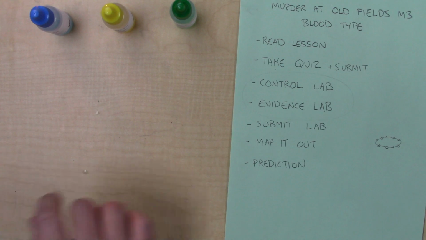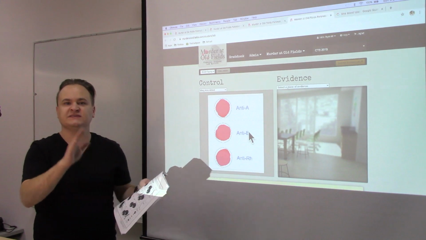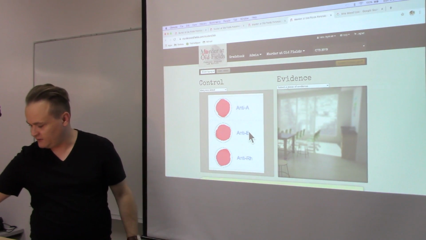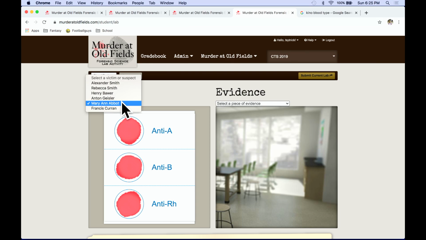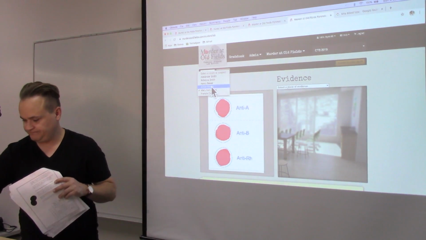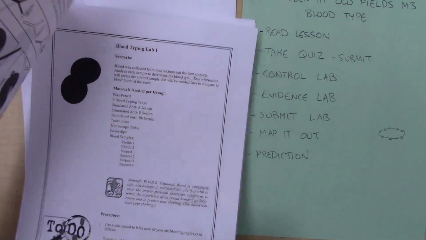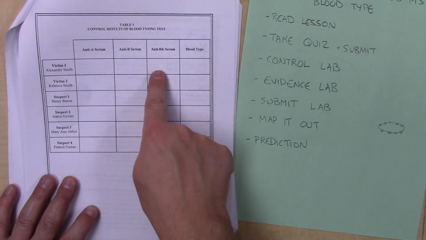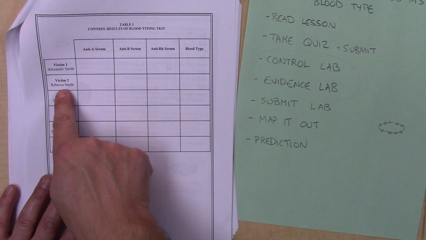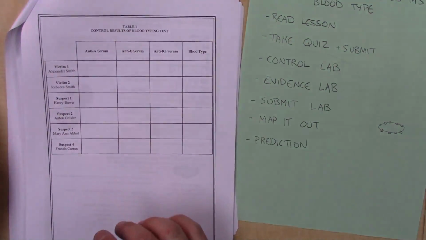Now, for your purposes, you will do the online version of this. You will go through the online lab and you will test every person on the control side here. You will go through every one of these people, do all of them, and determine their blood type. But please write it down. Say if they reacted, and then tell what blood type it is, because you need to know what every one of these people's blood type is. Okay, so that is the control section of the lab.